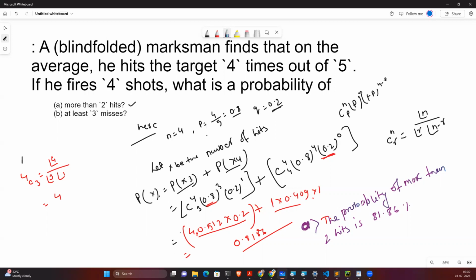At least 3 misses means, can I write at least 1 hit? If I can invert this question, it is saying at least 3 misses. So can I write at least one hit? Yes, sir. Now the question is very simple. At least one hit means maximum can be anything, but at least one. So what will be considered here? 0 will not be considered, 1 will be considered, 2 will be considered, 3 will be considered. So now the result will be like this.